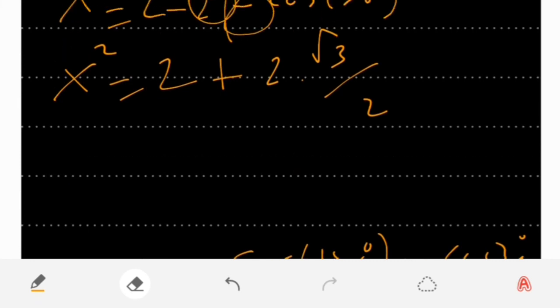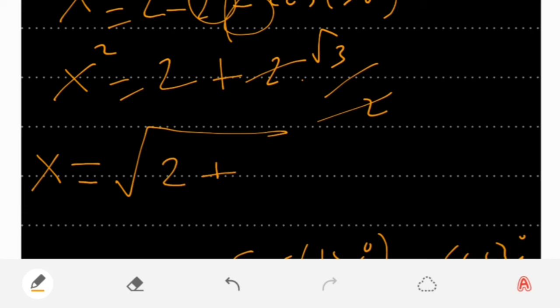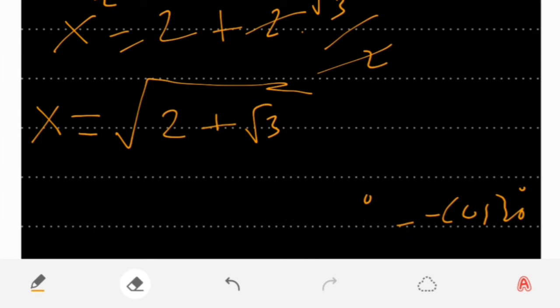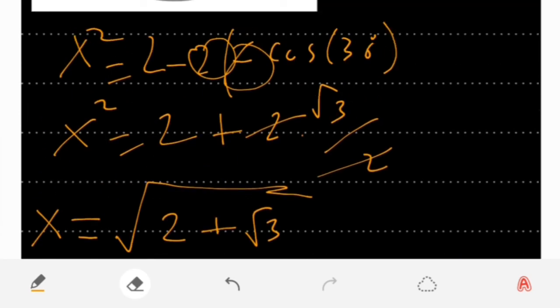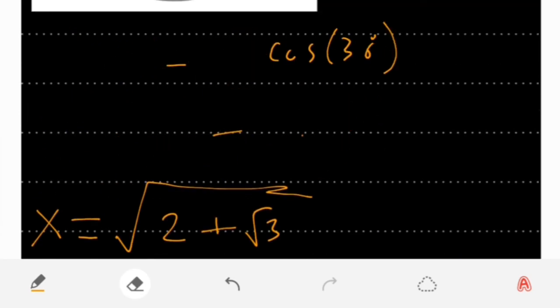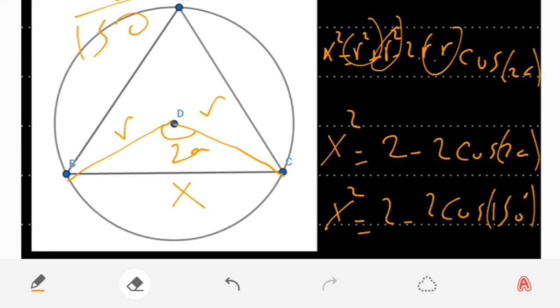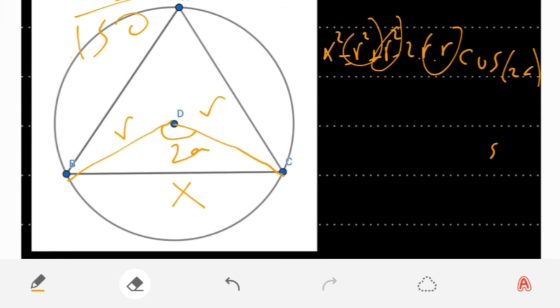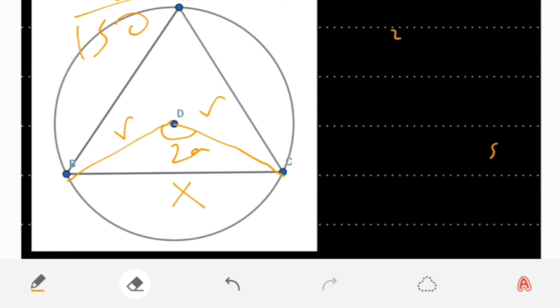So now we are going to have that x is equal to, this 2 will cancel with this 2, so square root of 2 plus square root of 3, okay? So this is our first answer. So now let's solve the other ones, okay?